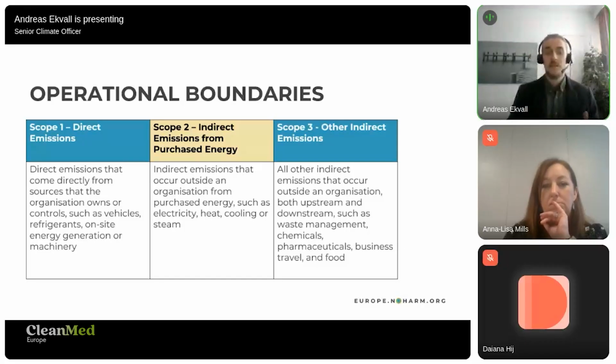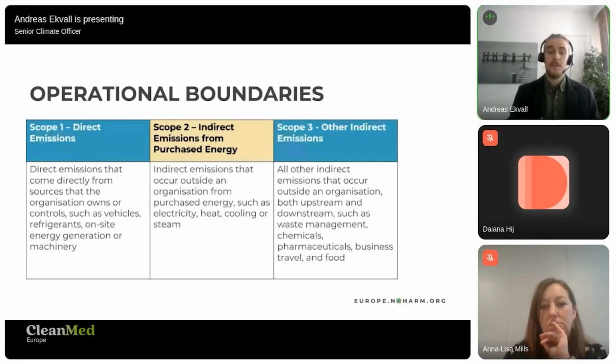It specifically uses scope 1, 2, and 3, and there's also subcategories. Essentially, scope 1 emissions are directly produced by an organization. Some examples would be the emissions from the use of vehicles, refrigerants, or on-site energy generation. Scope 2 emissions are indirect emissions produced through the purchase of energy. Examples are purchased electricity, heat, cooling, or steam. Scope 3 is every other indirect emission source from a value chain. Examples are waste management, chemicals, pharmaceutical, medical goods and services, business travel, and food-related emissions.